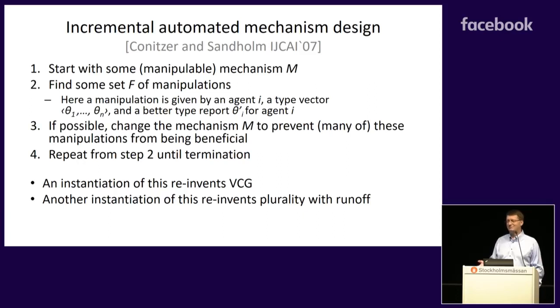And how do you change the mechanism? Well, the outcome that the agent who had a beneficial lie got has to become worse, or the outcome they would have gotten if they told the truth has to get better.